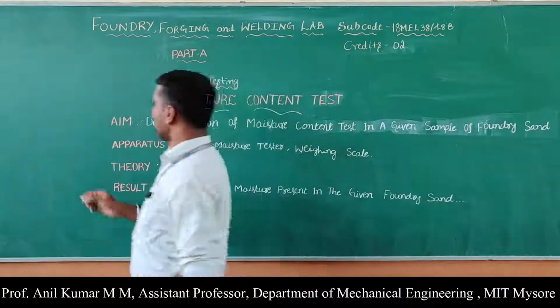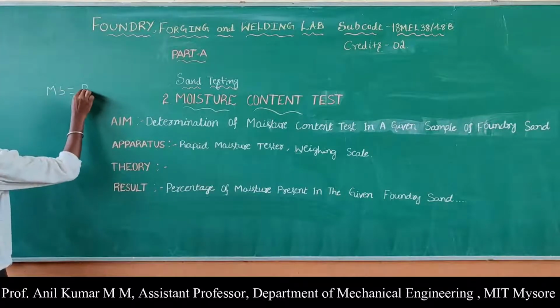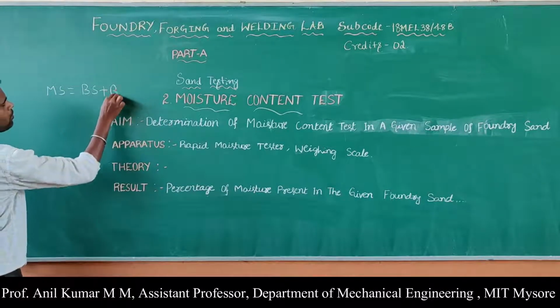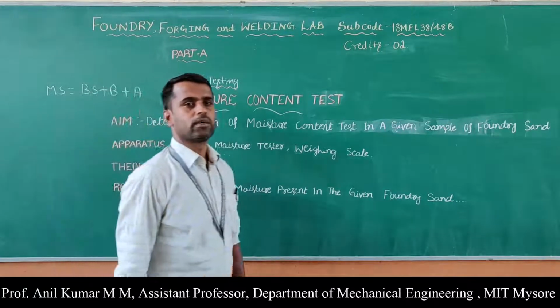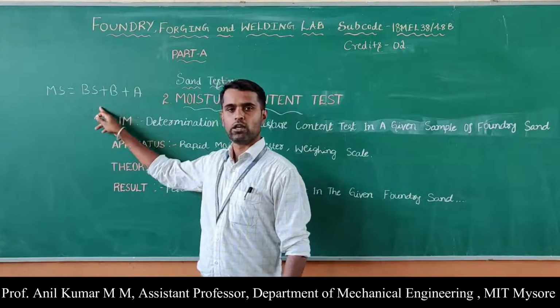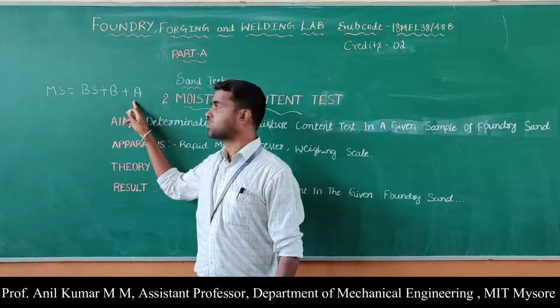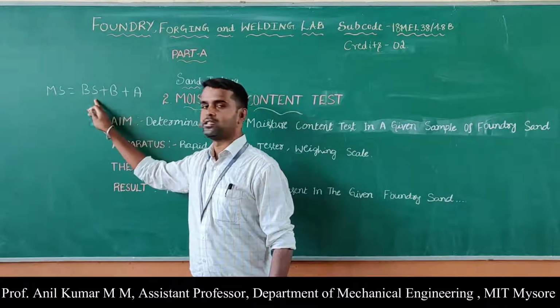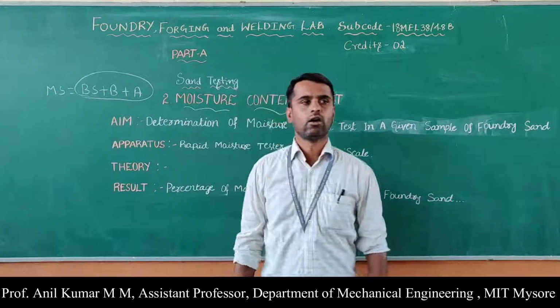The molding sand is the mixture of base sand plus binders plus additives. Nearly 90 to 95% of the molding sand consists of base sand, 5 to 7% of binders will be added, and 3 to 4% of additives will be added to the base sand. So the mixture of base sand, binders and additives we can call the molding sand.